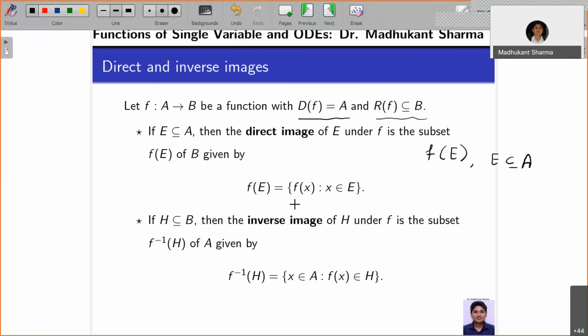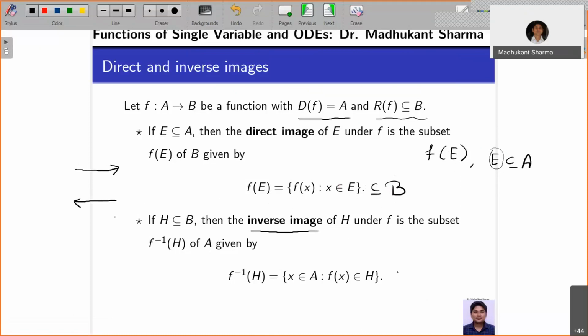Okay, and then how you are defining this: you collect all the elements in A from E and you take the image of them and make it a set that we'll call the direct image of E under F. So when you talk about direct image, you are talking about the image of a subset of A. When you're talking about inverse image, previously you were going in the forward direction, now you are going in the backward direction, from B to A. So F of E is a subset of B.